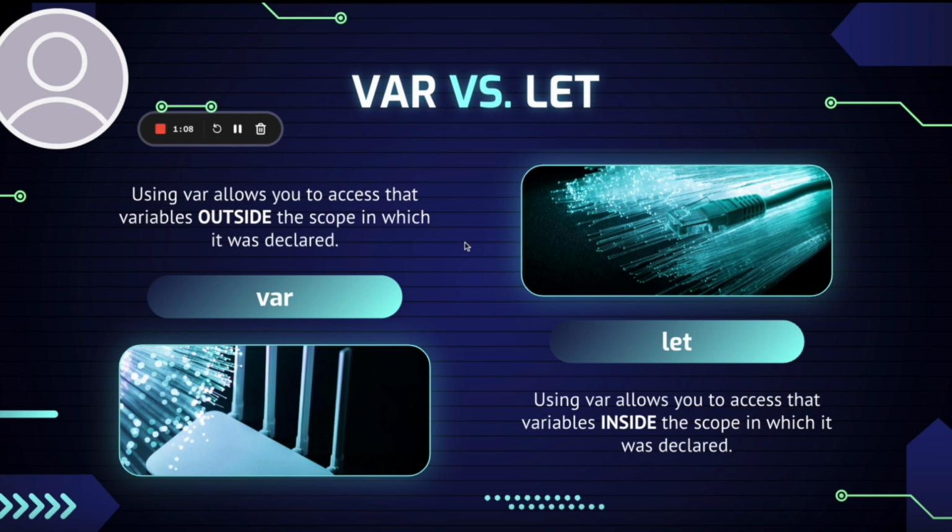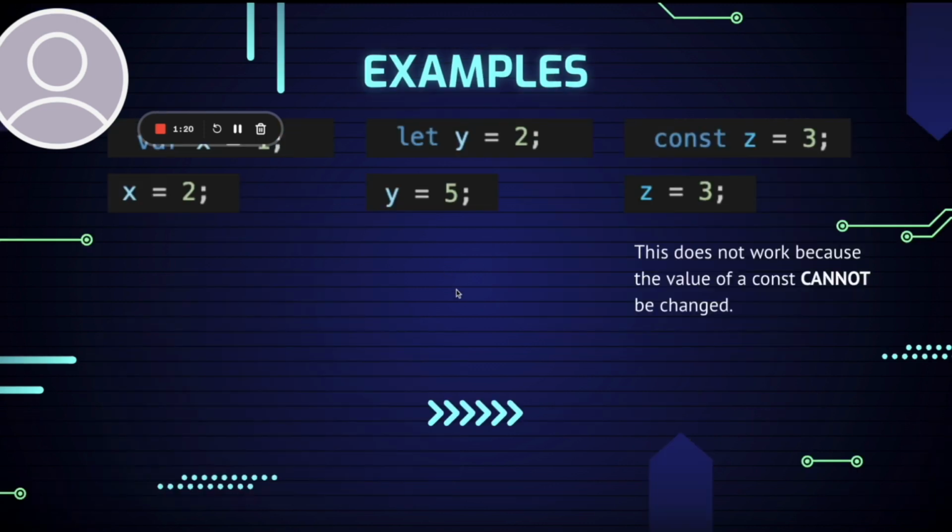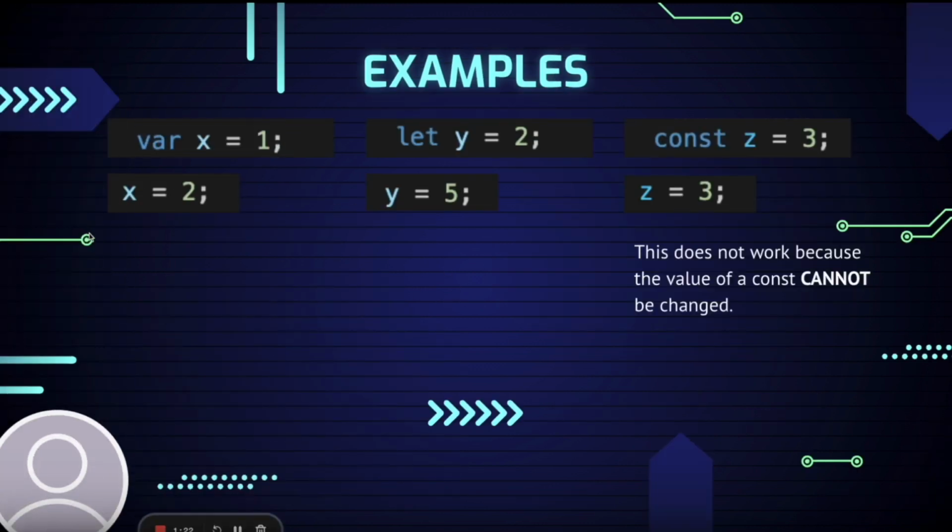So the difference between var and let is that using var allows you to access variables outside the scope in which it was declared, while let only allows you to access the variables inside the scope in which it was declared. So here are some examples of how you would use each of these initializers for the variables. So this is var, let, and const. And for var and let, you can access the variable and set it to something else like this, but for const, you cannot set it later on in the script because it's a constant value.